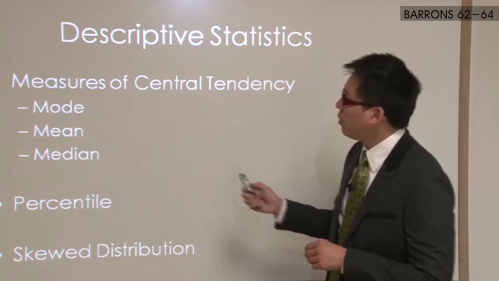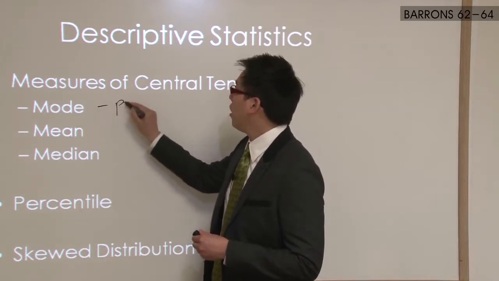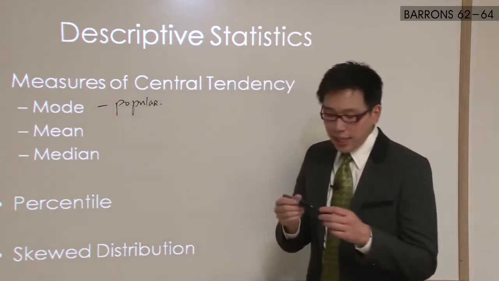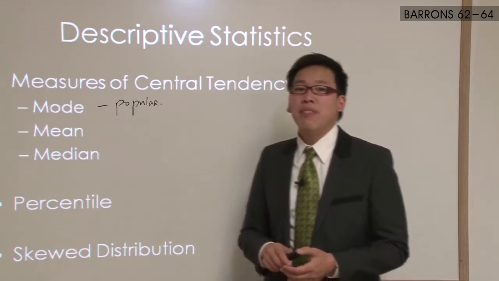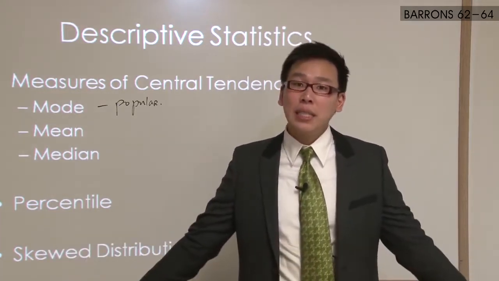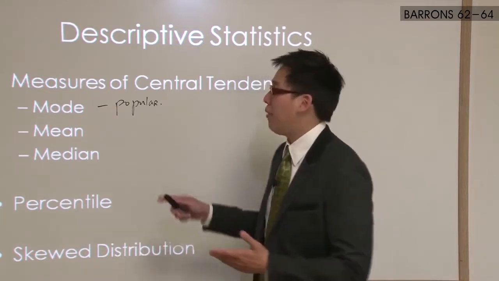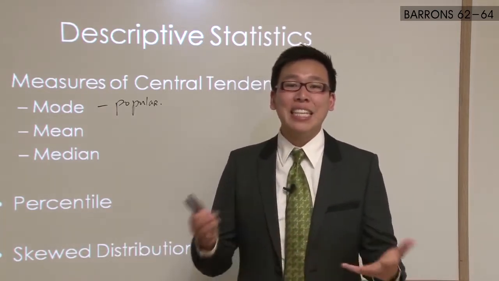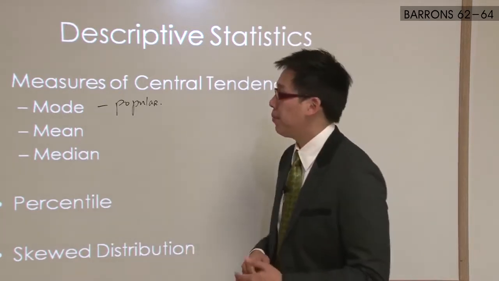The mode is very simple. The mode is the most popular answer. In the data set, the number that comes up the most is the mode. So for example, if I'm interested in the central tendency of, say, this class's test score, how well did you do in this test? One way is to give you the average of it. Which average am I going to choose? The mode is the most popular. If more people got 82 than any other score, that is the mode. That's the most popular one.